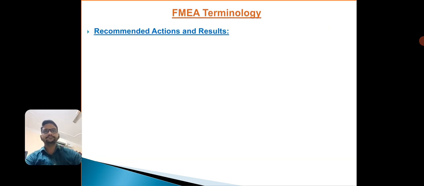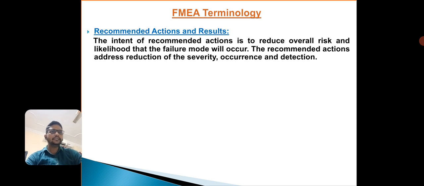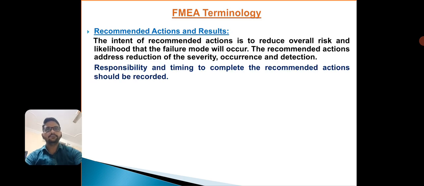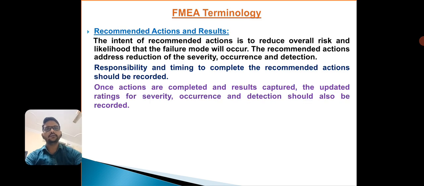Next is recommended action and results. The intent of recommended action is to reduce overall risk and the likelihood that the failure mode will occur. It means the recommended action addresses reduction of severity, occurrence and detection ratings. Responsibility, timing and completion of the recommended action should be recorded. Once actions are completed, the result, capturing the updated ratings for severity, occurrence and detection, should also be recorded.